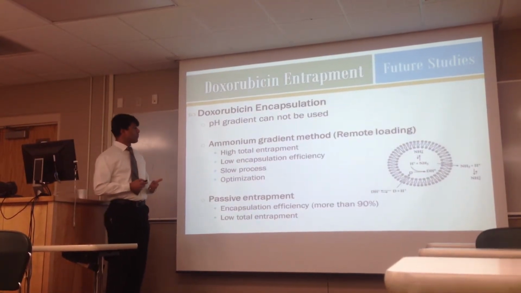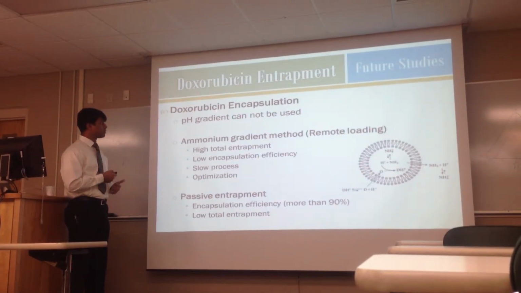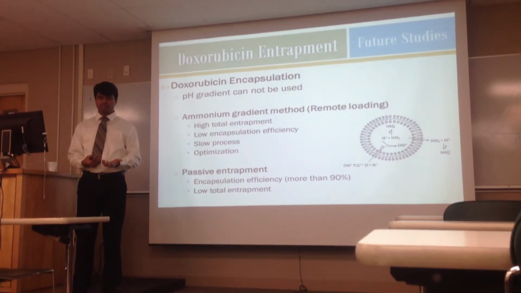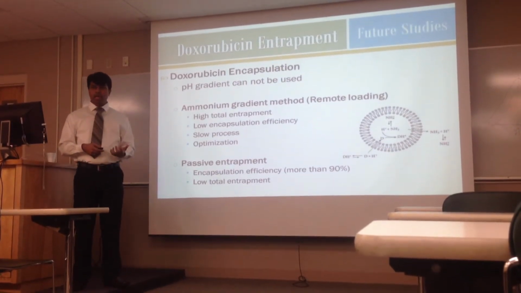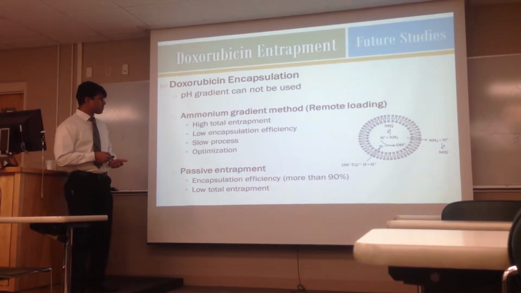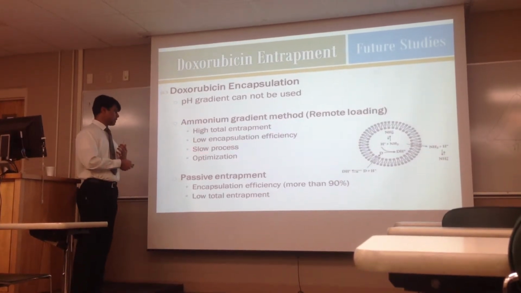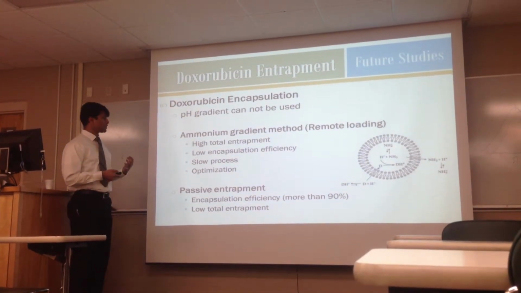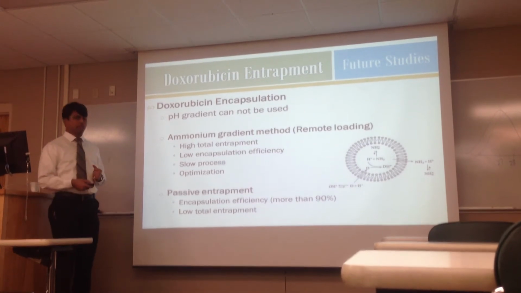Then after optimizing the release, we'll encapsulate doxorubicin inside these liposomes. And because we have ammonium bicarbonate inside, we cannot entrap acidic buffer inside. We cannot use the pH gradient method. So we'll be employing the ammonium gradient method, that is a remote loading method. This method is reported to have high total entrapment, but it has the disadvantages of low encapsulation efficiency and being a slow process. So we'll be optimizing this method to get the maximum encapsulation of doxorubicin.